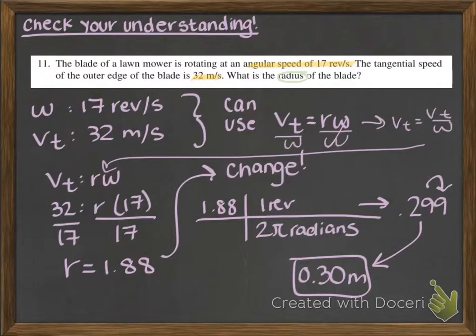So you divide those and you can see that the radius would be tangential velocity over angular velocity. So that would be 32 over 17, and it would give us a radius of 1.88. But as I said before, they gave it to us in both revolutions and meters per second, so we have to change it because now we have it in radians. So 1.88 radians, and then we would multiply it by 2 pi radians to get it into 1 revolution to find the radius, and it would give us 0.30 meters.